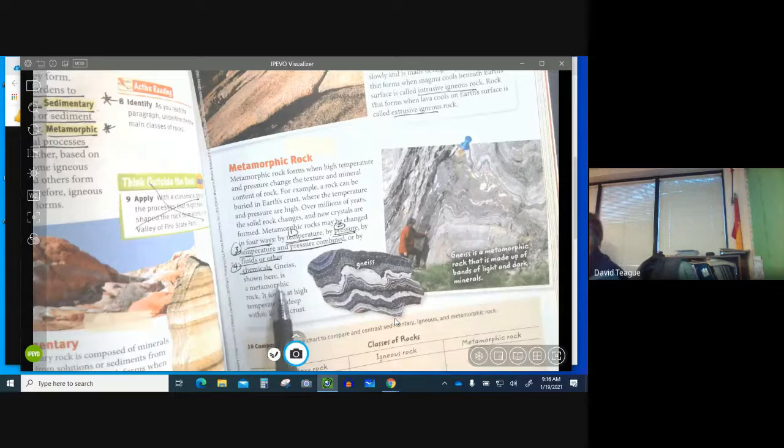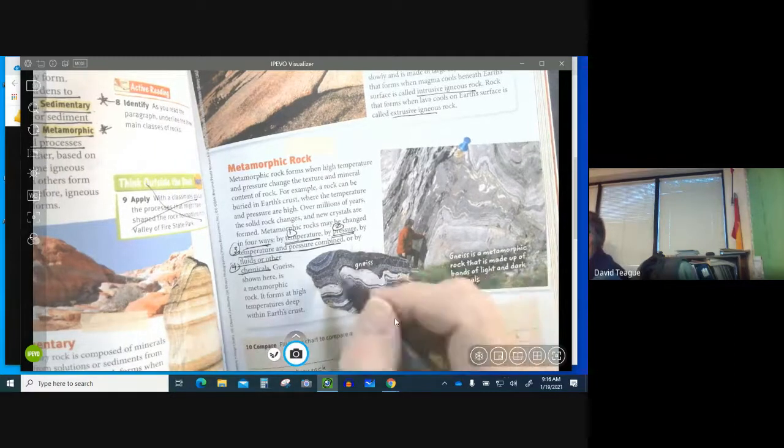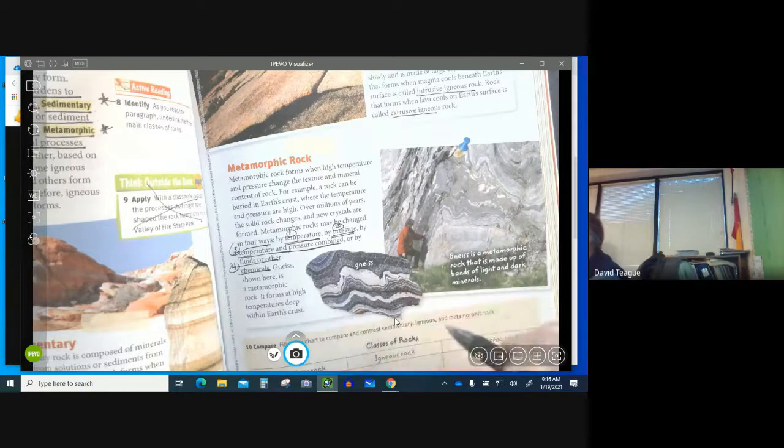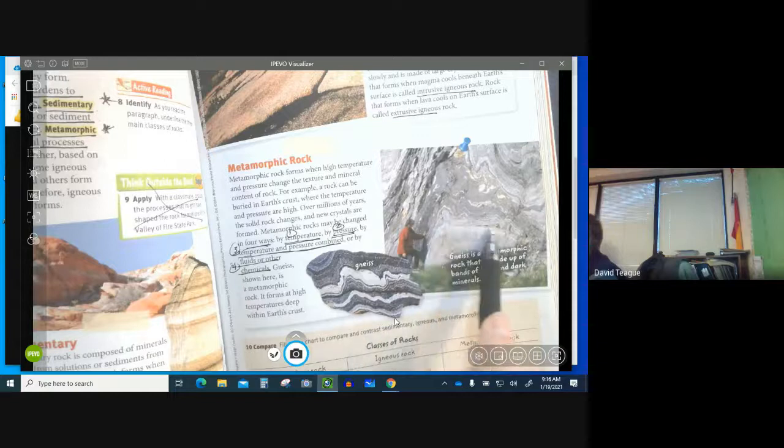Gneiss, shown here, is a metamorphic rock. It forms at high temperatures deep within the Earth's surface. And you can see the layers. So that was a different kind of rock that was pressed. Gneiss is a metamorphic rock that is made up of bands of light and dark minerals. So here is an outcropping. You can actually see the different layers. This was once below the Earth.